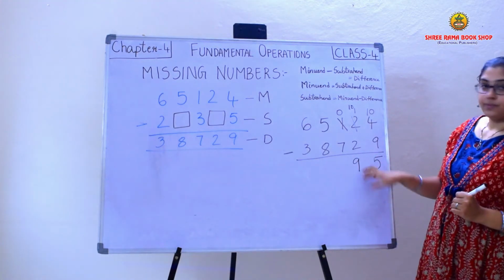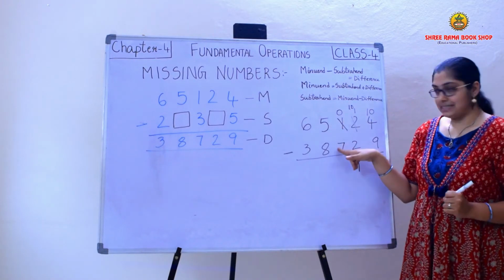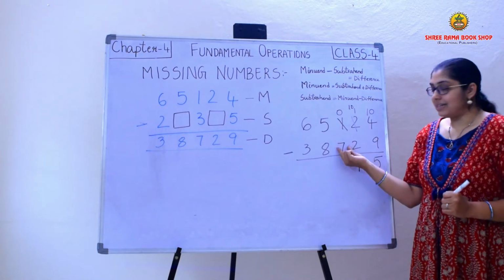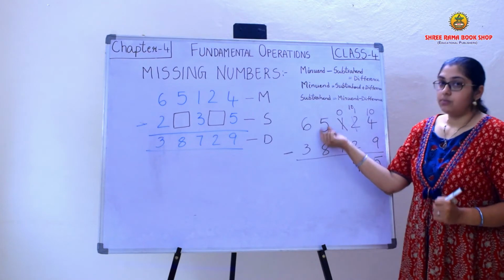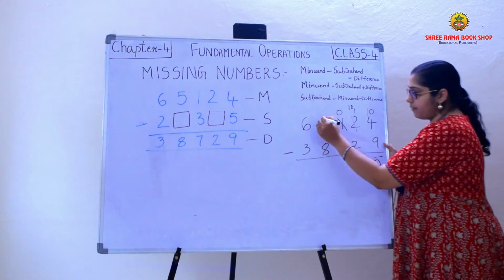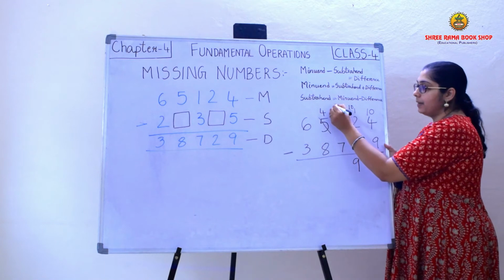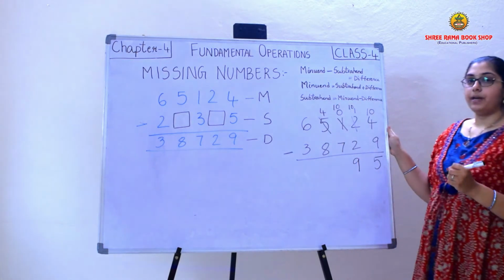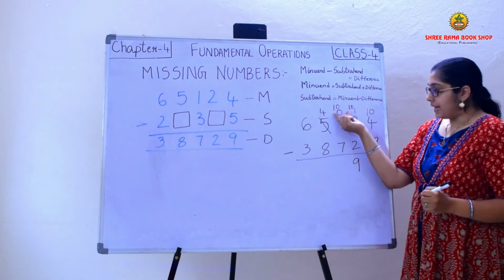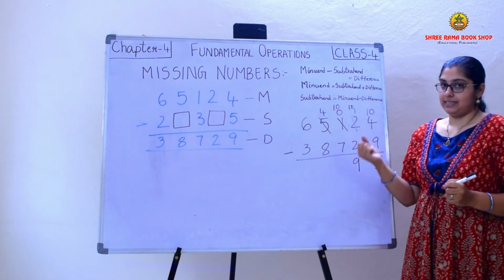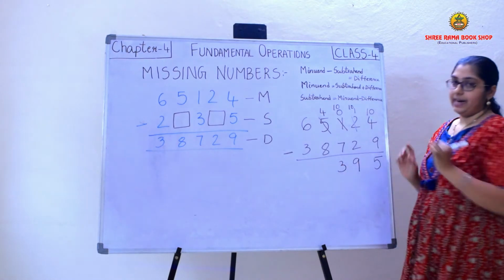Okay. Now, coming to the hundreds column. In hundreds column, I need to do 0 minus 7, which I cannot do as 7 is greater than 0. So I need to borrow 1000 to the hundreds column. So I will be borrowing 1000 over here from here. So it will become 4 over here, and here it will become 10 hundreds. 1000 will become 10 hundreds. So 10 plus 0 is 10. Now, 10 minus 7, how much? After 7, 8, 9, 10. It is 3. I will write 3 over here.